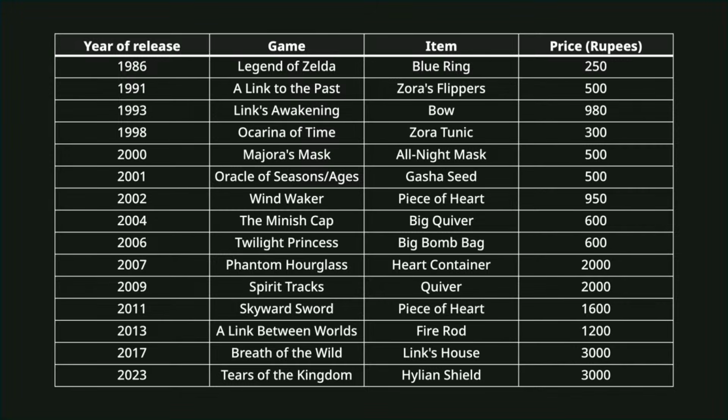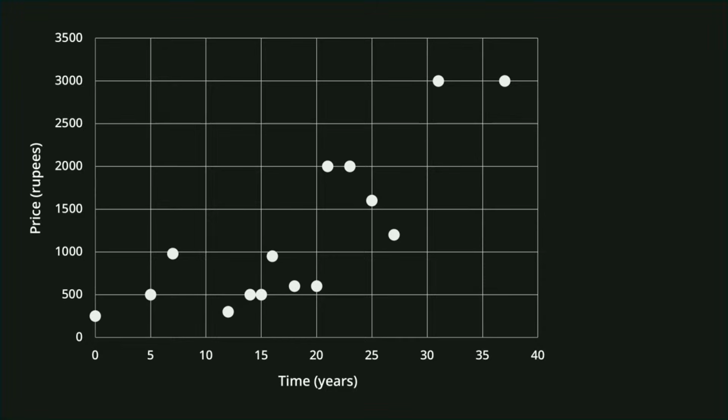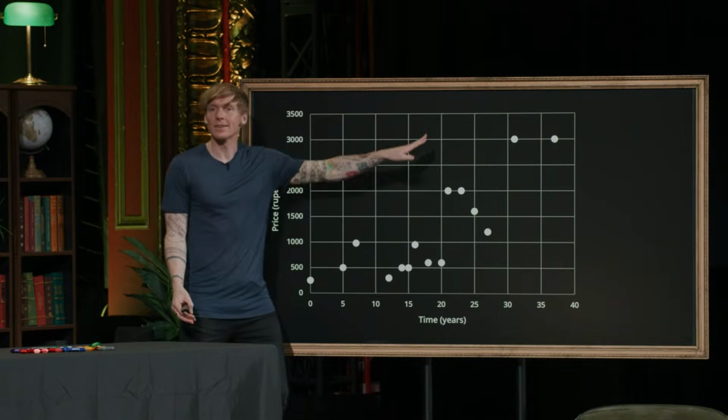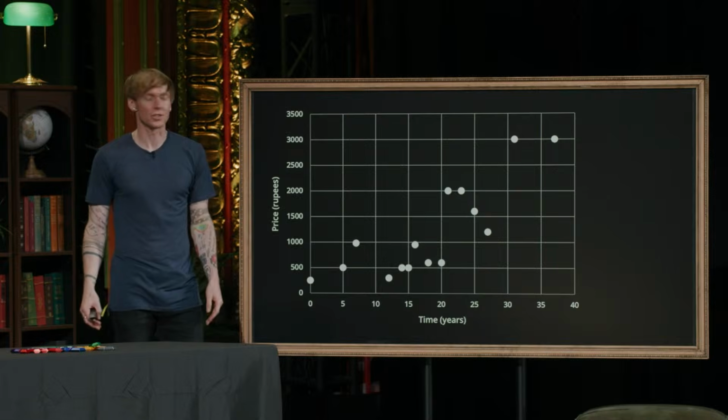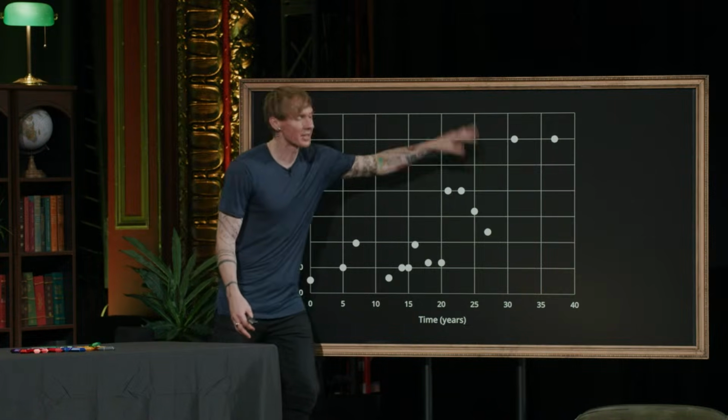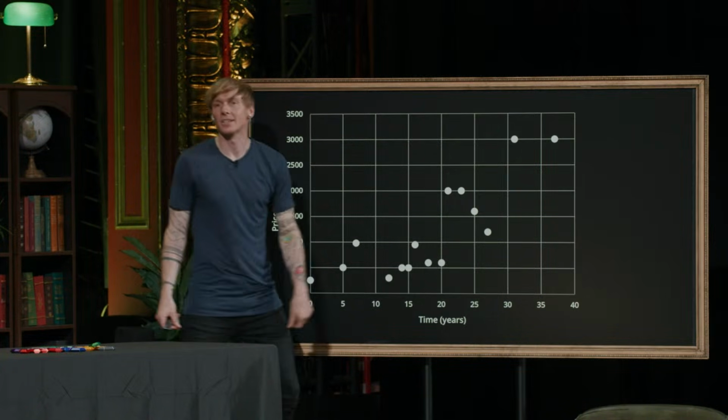So if we take this data, we can then plot this now on a graph. So if we do so, we've got here on the y-axis the price in rupees, so starting from 0 up to 3,500. And then across the bottom, we've got time. So this is progressing in years, where 0 is going to be the release of that first game. So the beginning of the Hyrulean economy in 1986 through to the present day and the latest game. And again, we see the trend that we've identified now in a couple of situations. So we're seeing that things are more expensive, right? The price is increasing over time.